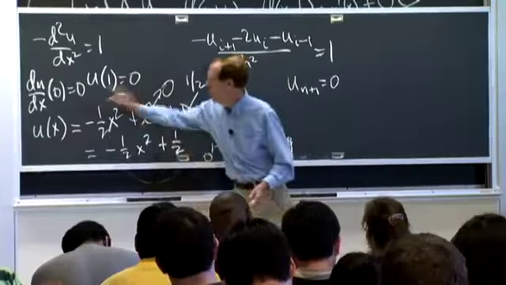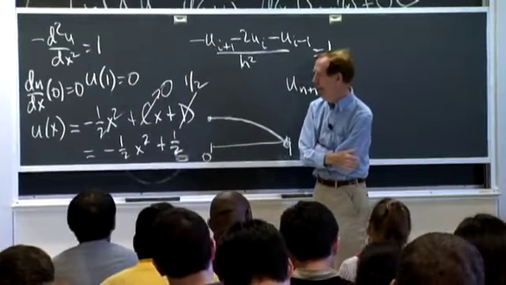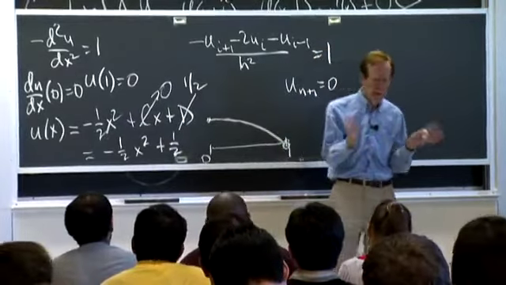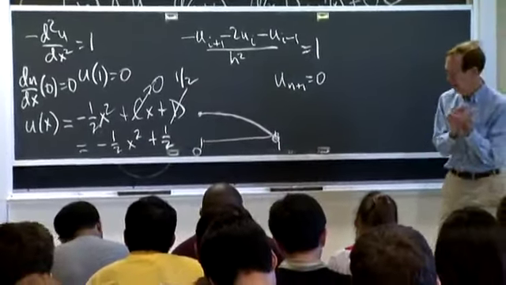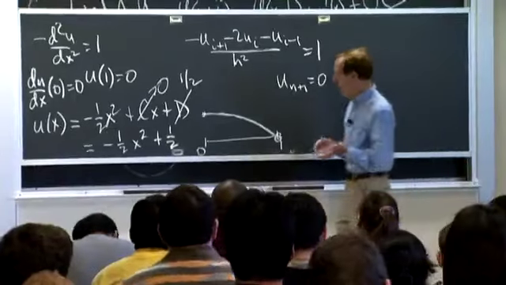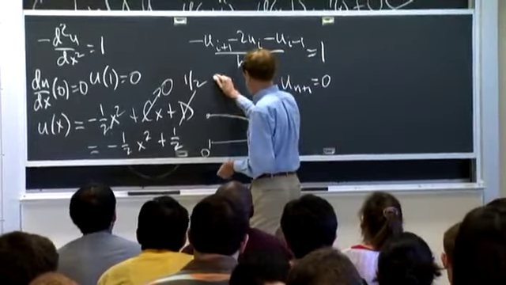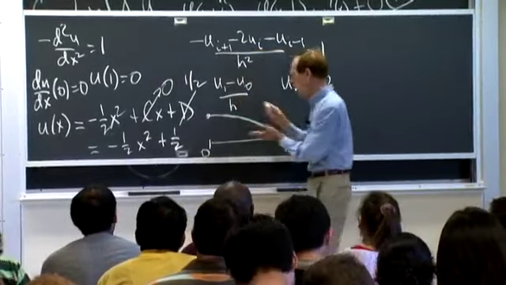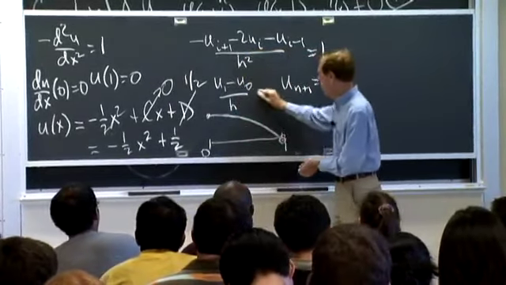What do I do for 0 slope? Okay, let me suggest one possibility. It's not the greatest. But one possibility for 0 slope is u1 minus u0 over h. That's the approximate slope, should be 0.